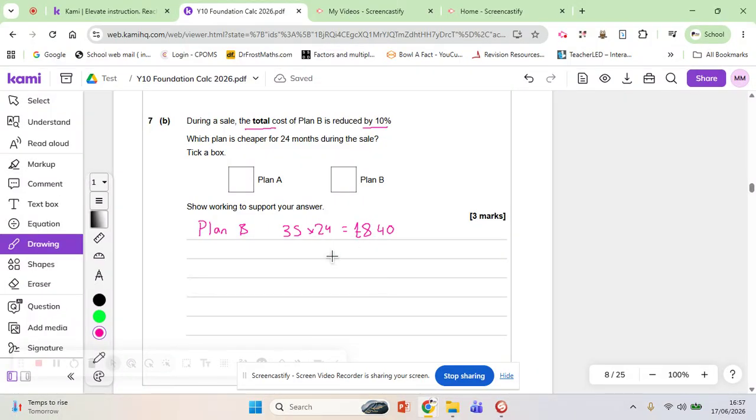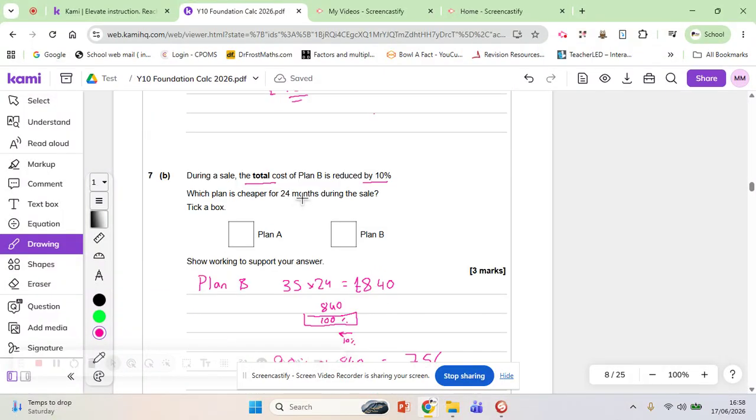That would work perfectly. Or what we can do is, because 840 represents the whole amount, which is 100%, and we're wanting to take away 10%, then it means that we're going to have to work out 90% of 840. And if I put that in my calculator, which is going to be 0.9 times by 840, we get 756. So 756 is the price with a 10% reduction, and we need to compare it with the 764.